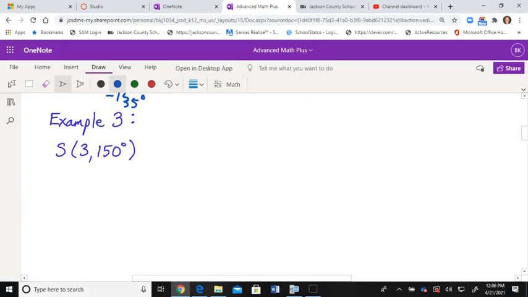Example 3. I didn't write it up here, but in your book, they give you a point to look at, and they want you to name it 4 different ways. And here's the special thing about polar coordinates. You can name the same point 100 different ways, 200, there's an infinite number of ways to name it. The point we're naming here is (3, 150°).